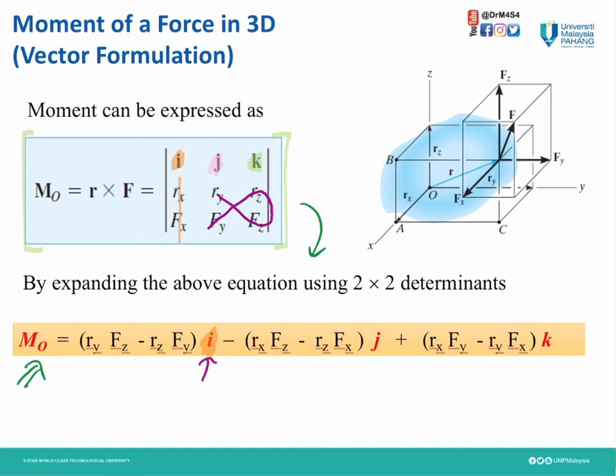Next, we do for J. To do for J, we take out this column. Then Rx times Fz minus Rz Fx. Don't forget, this one is minus. Do the same for K. Take out this row. Then we do the operation. Rx times Fy minus Ry times Fx. So this one for K. That's how we expand 2 by 2 determinants.